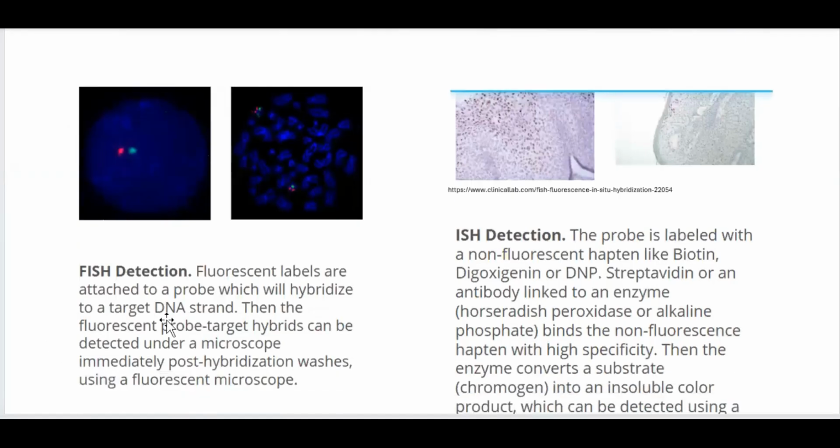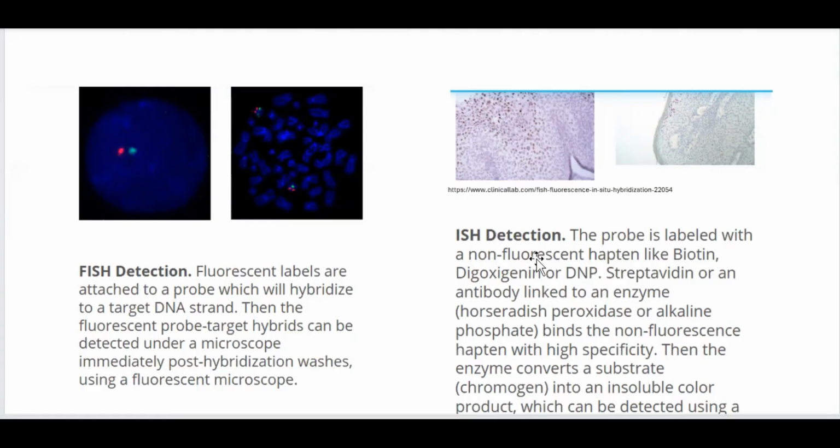So when I say FISH technique, fluorescent labels are attached to the probe and they're hybridized, right? This is how you can see the fluorescence under the fluorescent microscope. But when it is about ISH, it is a non-fluorescent technique. So you are going to use something like biotin, so biotin avidin or biotin streptavidin.